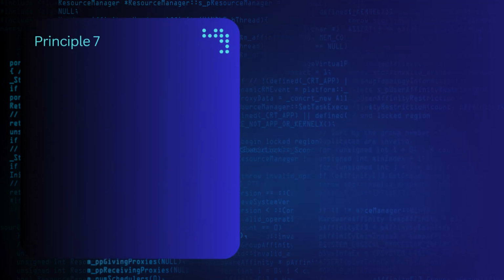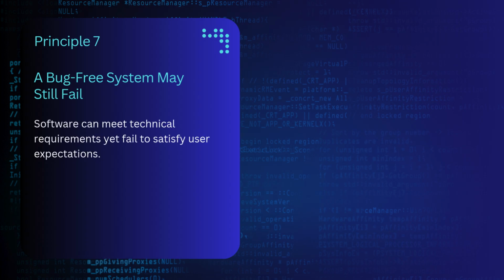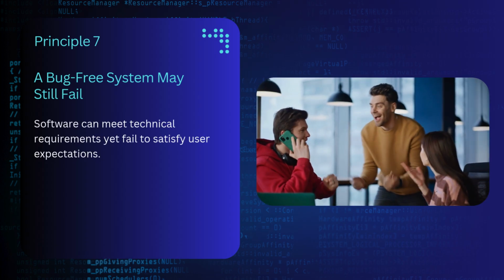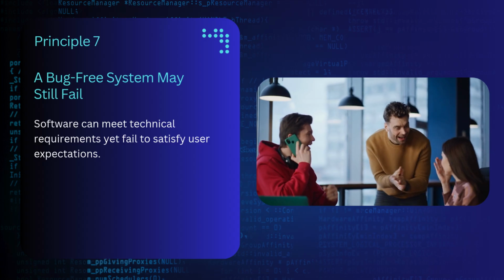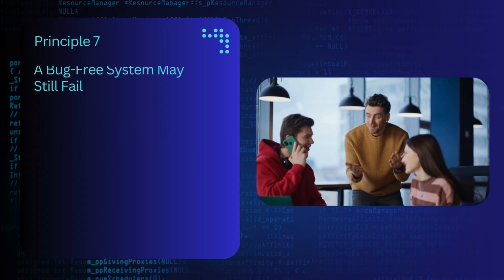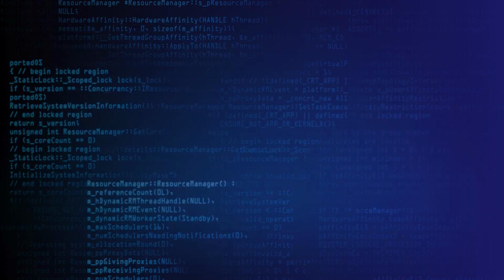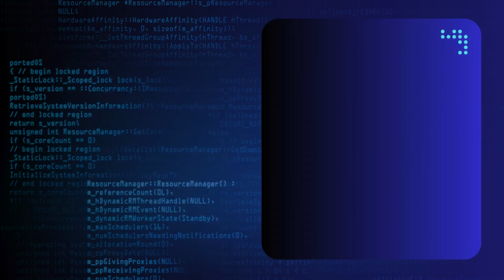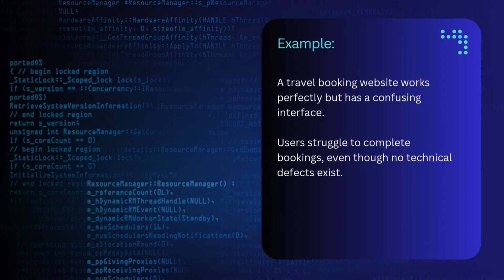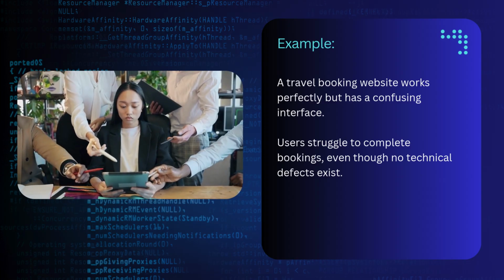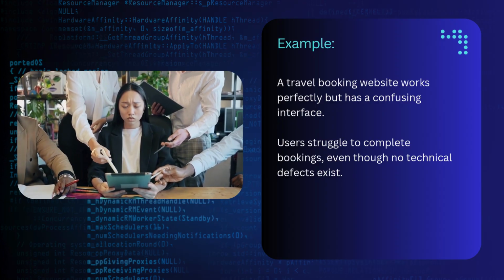Principle 7. A bug-free system may still fail. Software can meet technical requirements yet fail to satisfy user expectations. Example: a travel booking website works perfectly but has a confusing interface. Users struggle to complete bookings, even though no technical defects exist.